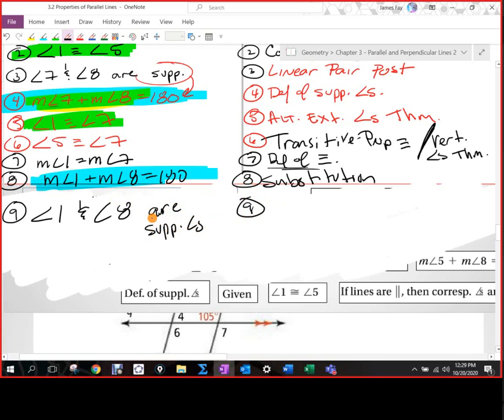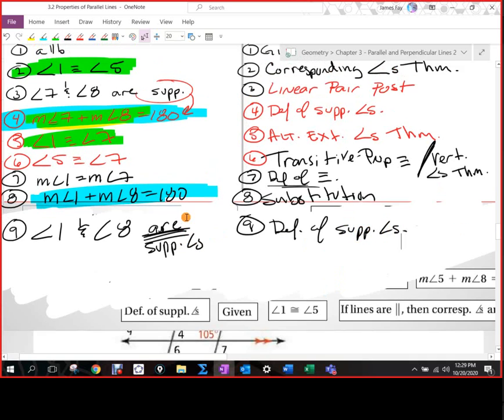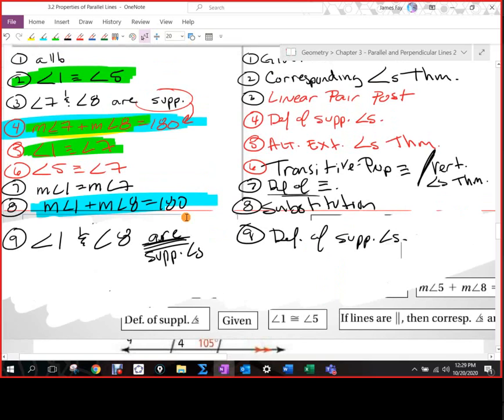And because you said they are, you identified them, you've classified them as supplementary. And the only way that we can classify things is through the use of their definitions, right? By knowing what categories they should fall in. So this reason should be definition of supplementary angles. Okay? Now, as we look at this problem, there's some stuff in there that we didn't necessarily need.